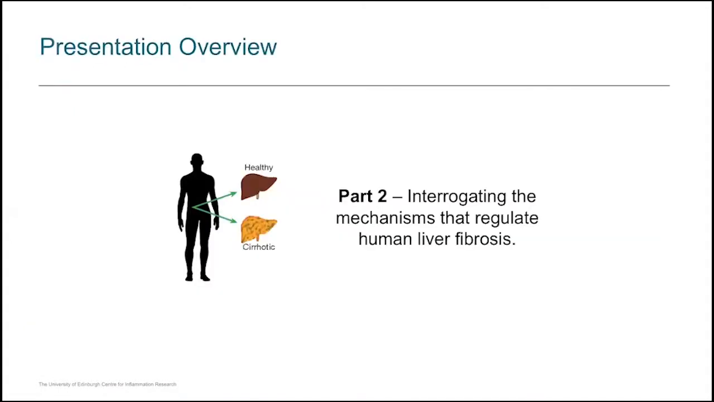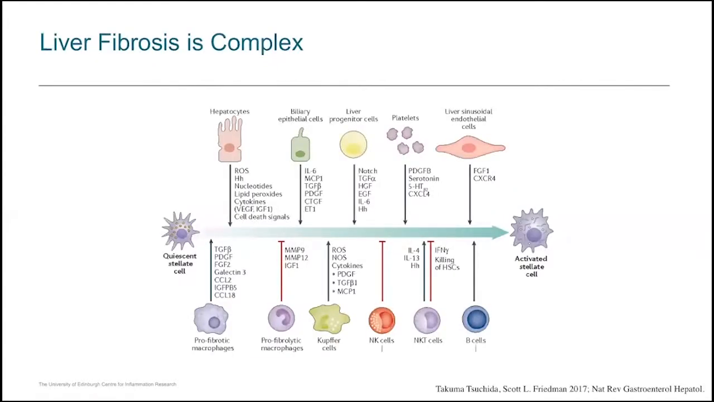For the second part of this presentation, I'm going to switch topics and now discuss our work focused on interrogating the mechanisms that regulate human liver fibrosis. As an introduction, I need to highlight that fibrosis is complicated. While you don't need to take in the details of this image, what I hope it gets across is that even the process of stellate activation is a complex one, and it's controlled. It involves numerous cell types working together and communicating with one another.